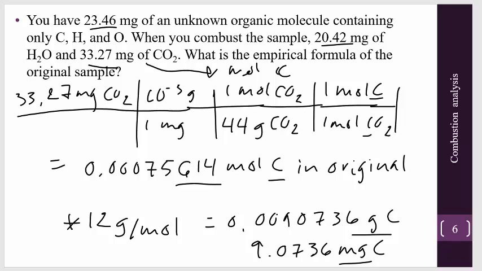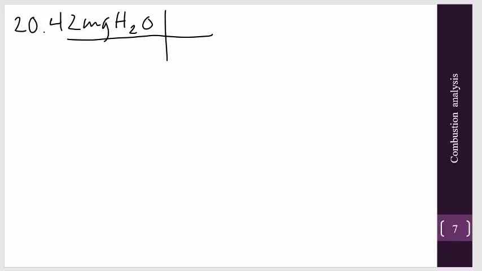Now we need to do this same process but with the water product. So for water, we had this 20.42 milligrams of water. Again, convert that into grams. And now we have grams of water. We need to convert that into moles. So water is approximately 18 grams per mole.